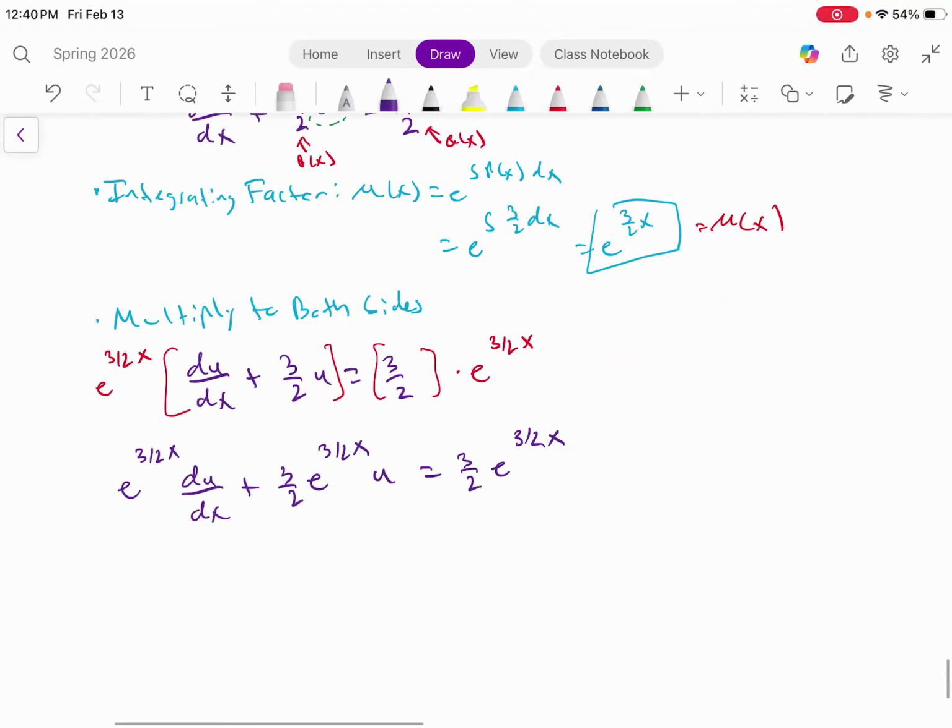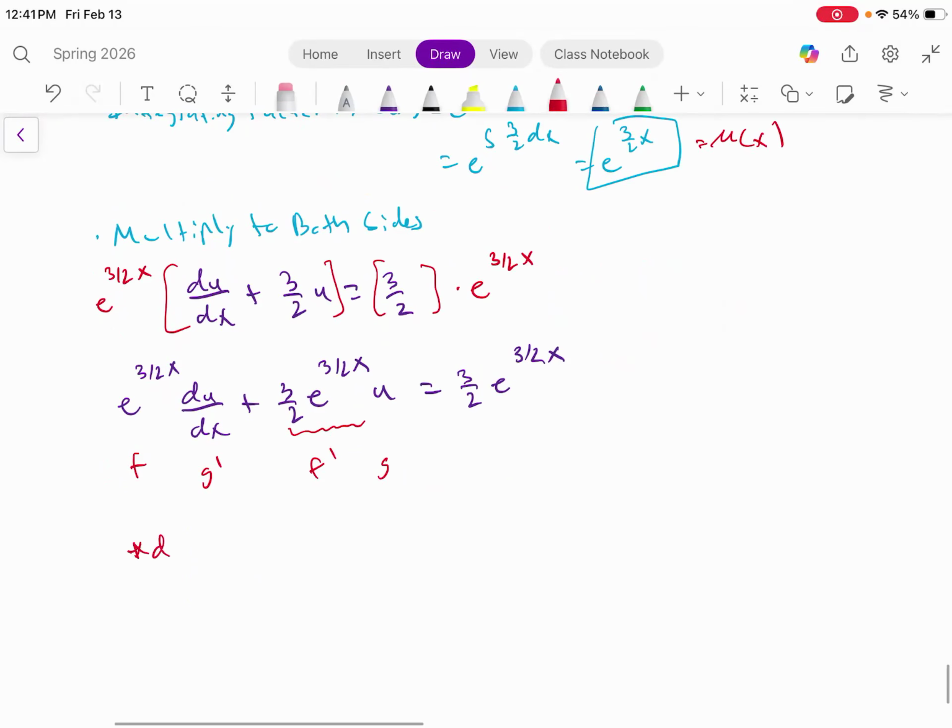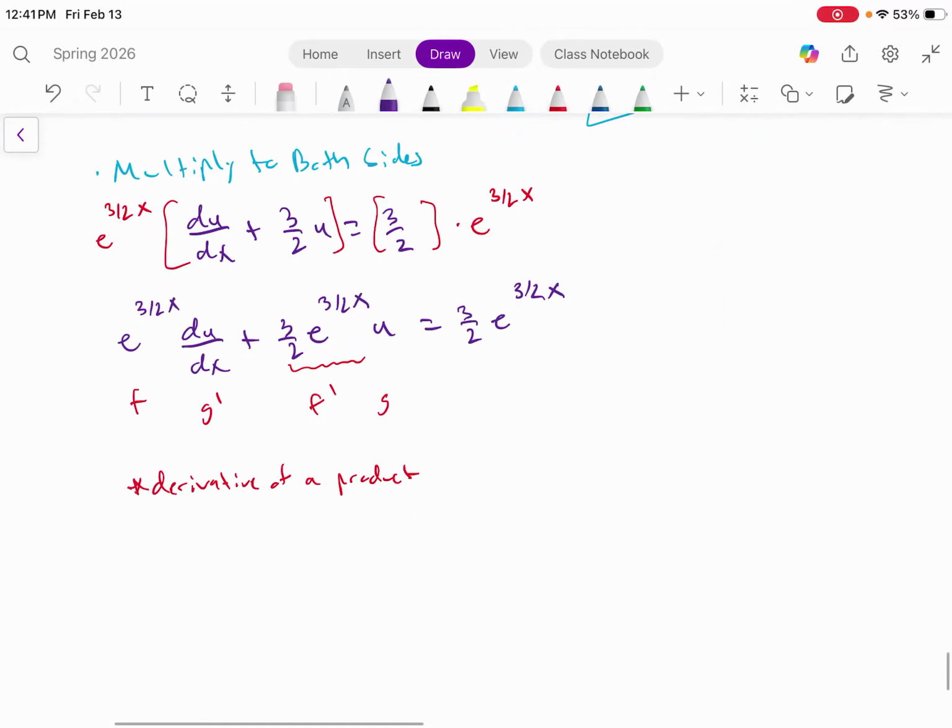And the reason I wrote it like this is because this is going to be my f, this is my g prime, this is my f prime, this is my g. Remember, it's a derivative of a product. So it's a derivative of a product, which means what I have is a derivative of e to the 3/2 x times u. And then the right-hand side just stays the same.